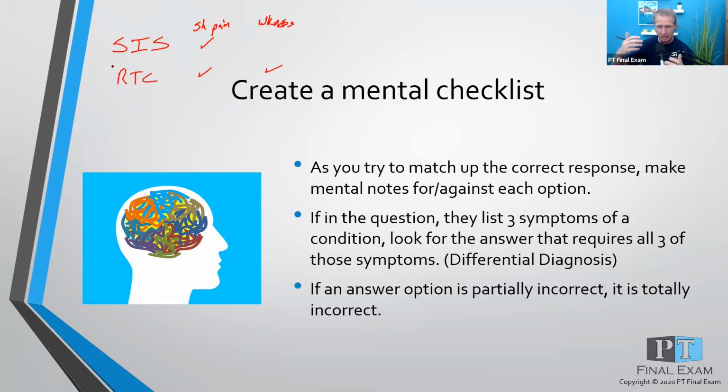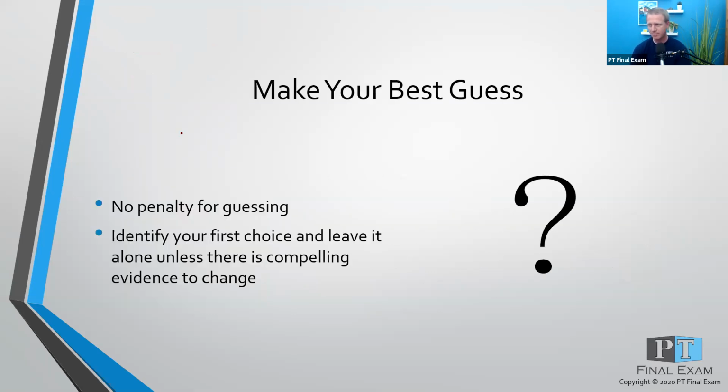And so you create this checklist, kind of a winner and loser list as you look through and try to decide what's going on. And so, for instance, if they list 3 symptoms of a condition, make sure you look and identify the condition that has all of those symptoms, not just part of it. So that's for differential diagnosis. And you're just comparing and contrasting options, trying to find the one that best fits the material or best fits the question. So that's number 2, is make a mental checklist.